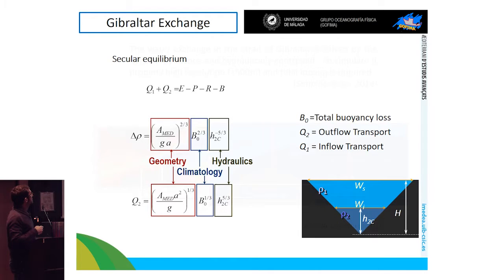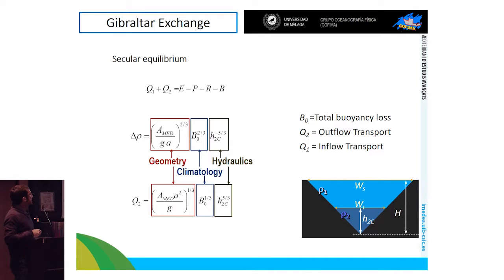Q1 and Q2, this is the inflow, the outflow. So the net transport should balance the water that is lost through the surface. Then the density difference is linked to a series of parameters, and just keep this. There's one part that depends on the geometry of the Mediterranean basin and also of the strait. One part depends on the climatology, that means the buoyancy flux, so the water that we are removing.